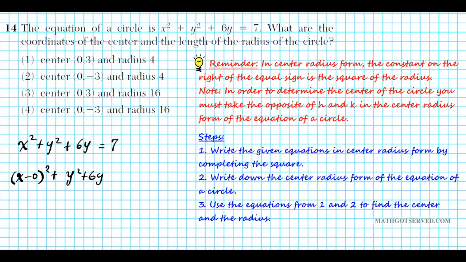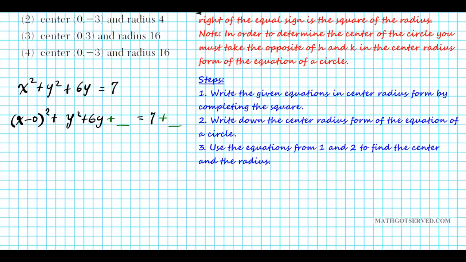Now, in order to make this a perfect square trinomial, I have to add a term that makes this a perfect square trinomial, okay? Now, if you add a term to the left side of the equation, in order to preserve equality and not change the problem, you have to add the same amount of that number to the right side, okay? So what number can I add here to make this a perfect square trinomial?